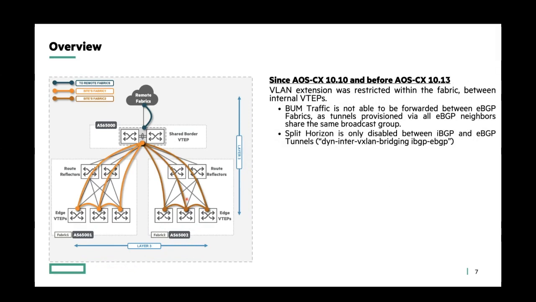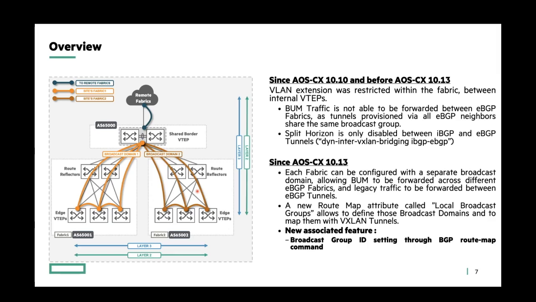So as we mentioned, since AOS-CX 10.10, layer 2 VNIs were restricted to a same fabric. So the BUM traffic was not able to be forwarded between eBGP fabrics because forwarding between eBGP tunnels was not supported. The capability to forward traffic between different tunnels in a multi-fabric context was only supported when the inter-VXLAN bridging mode was enabled. But this mode is only restricted to iBGP to eBGP tunnels. So this is an issue for child border topology because all tunnels are eBGP based.